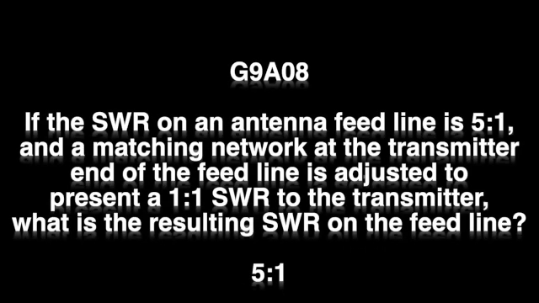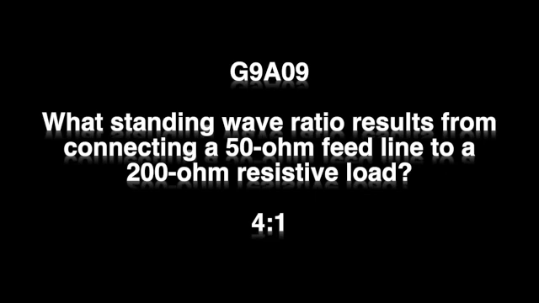G9A08. If the SWR on an antenna feedline is 5:1, and a matching network at the transmitter end of the feedline is adjusted to present a 1:1 SWR to the transmitter, what is the resulting SWR on the feedline? 5:1. G9A09. What standing wave ratio results from connecting a 50 ohm feedline to a 200 ohm resistive load? 4:1.